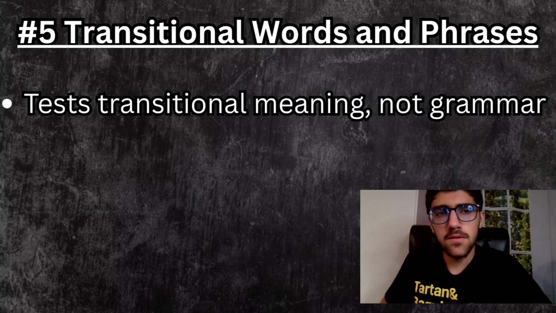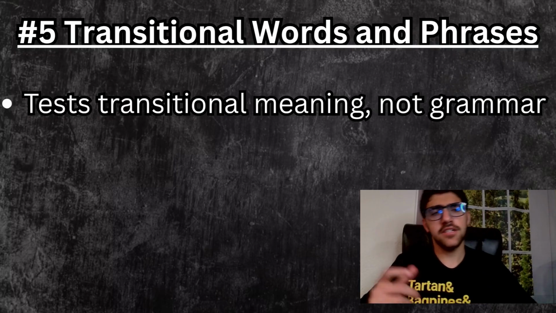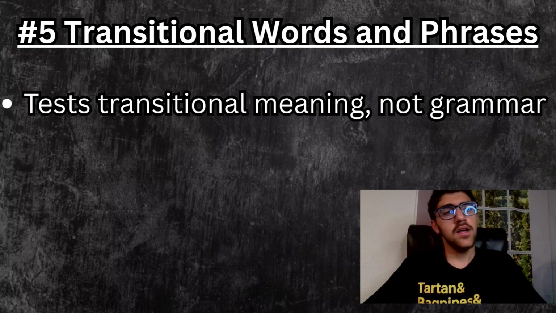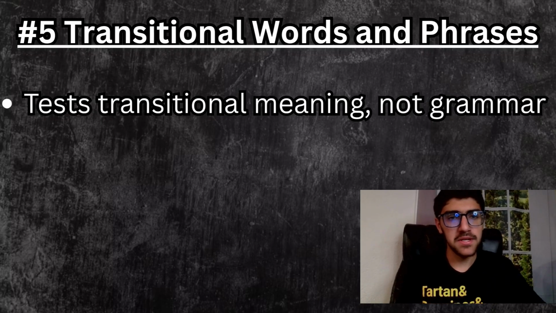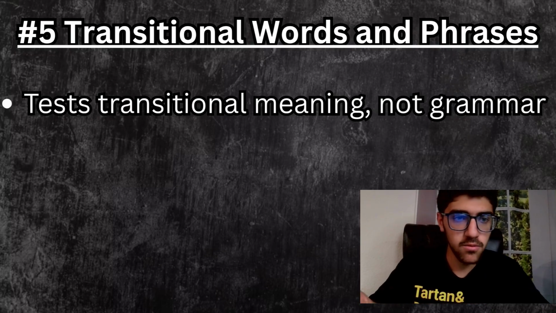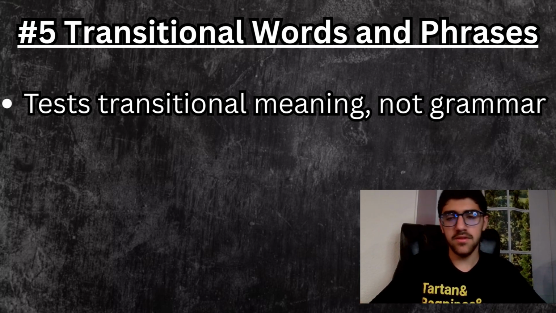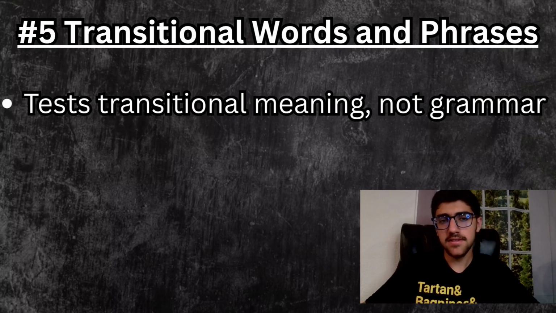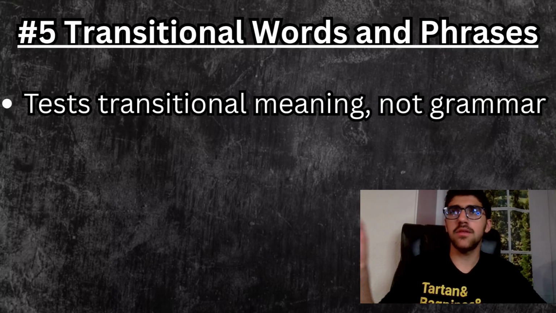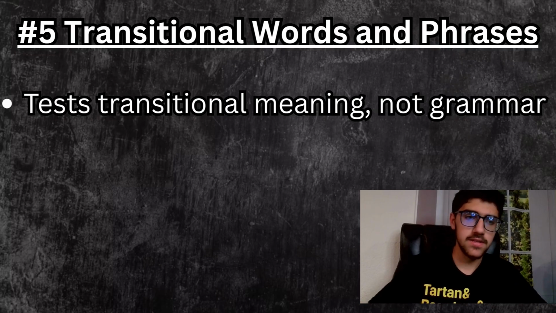The fifth grammar rule is transitional words and phrases. It's not necessarily a grammar rule, but on the SAT, especially, it's also on the ACT, but especially the SAT, it will test transitional words and phrases in terms of their meaning, not grammar. In these cases, every single sentence will be grammatically correct, but the correct choice is the one with the most logical transition word. A transition word is something like moreover, therefore, however.